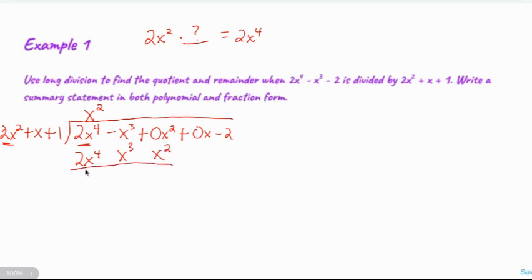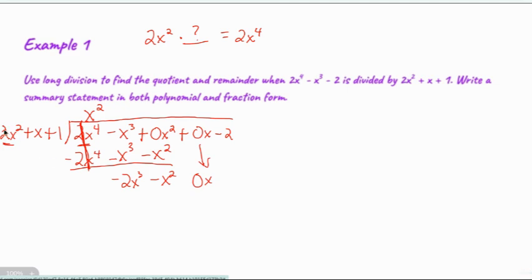Now remember, when we do this with numbers, we just subtract. So that's what we're going to do. We're going to subtract. We got 2x to the 4th minus 2x to the 4th. The lead term should always cancel out. If it doesn't cancel out, then you've done something wrong and you need to start over. Now, careful with this. Negative x cubed minus x cubed, that is negative 2x cubed. And then 0x squared minus x squared, that is negative x squared. And then we'll bring down the 0x for the next term. And then we start the process over again.